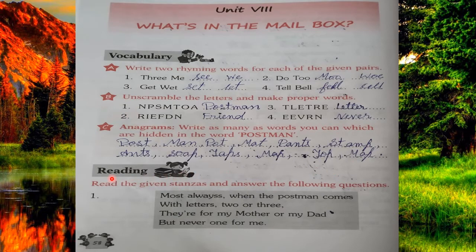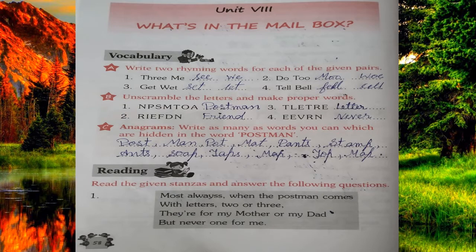Next question is reading. Read the given stanzas and answer the following questions. Here in this question there are some stanzas, okay, a part of the poem. You have to read it carefully and then answer some questions. The first stanza is: Most always when the postman comes with letters two or three, they are for my mother or my dad, but never one for me.